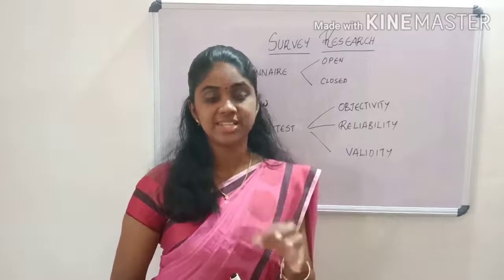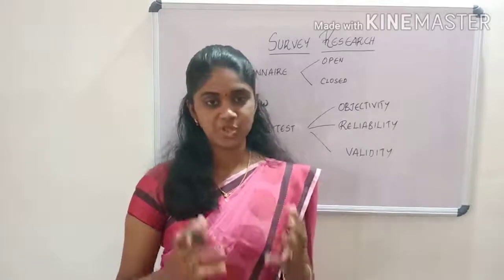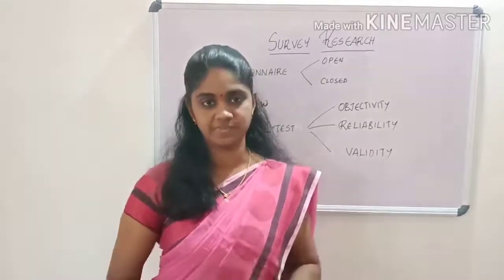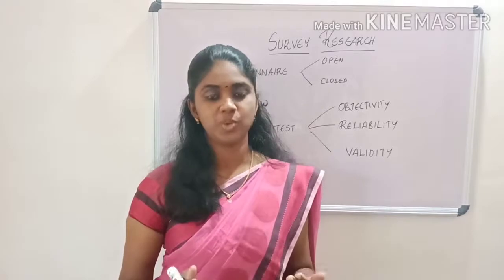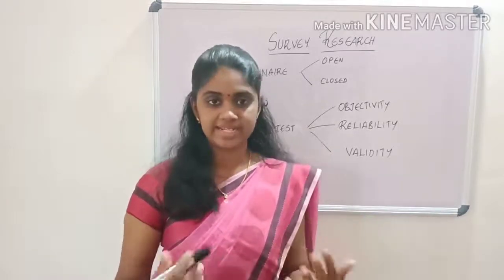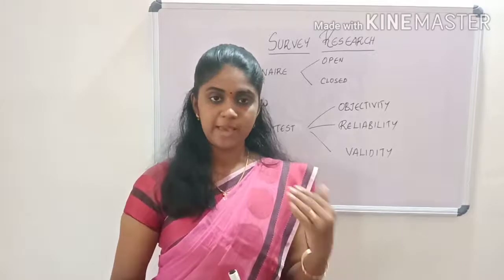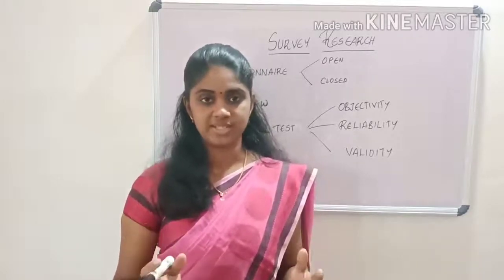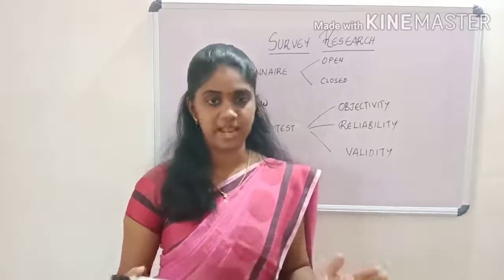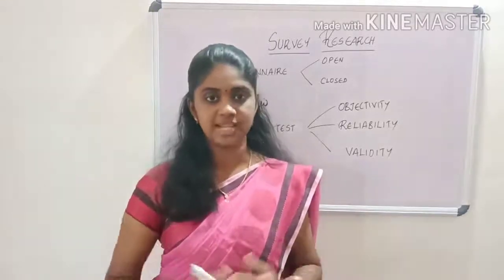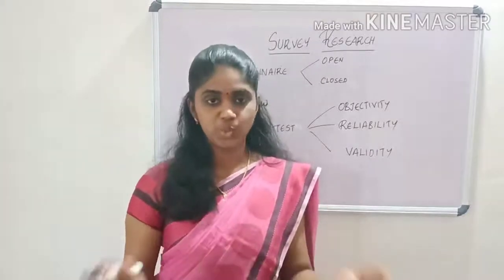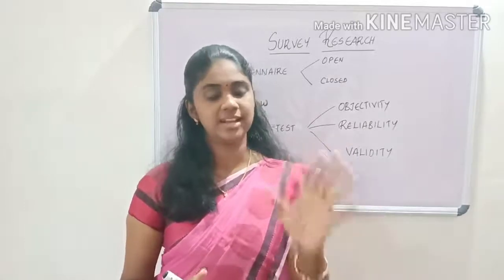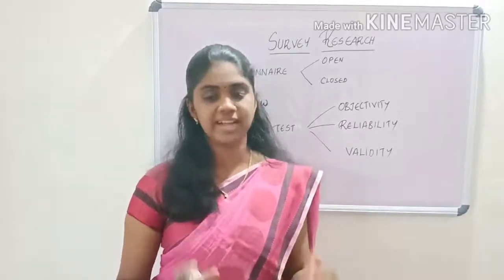And the second one is reliability. Reliability means the consistency of the score. The score should be the same for different participants, or the same participants on different occasions. The consistency of score is called reliability. When we conduct a psychological test for the same participants on two different occasions, if we get two different results, then we can say the test is not reliable. If we get the same results for the same participants on two different occasions, then we can say that particular psychological test is reliable. That is called reliability.